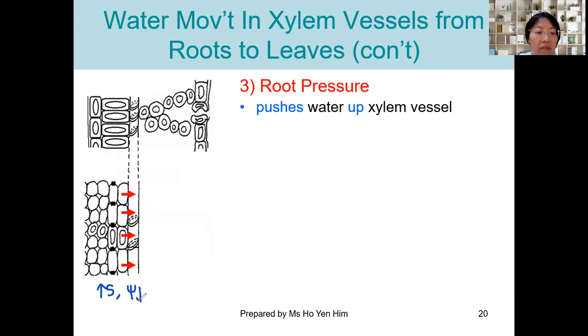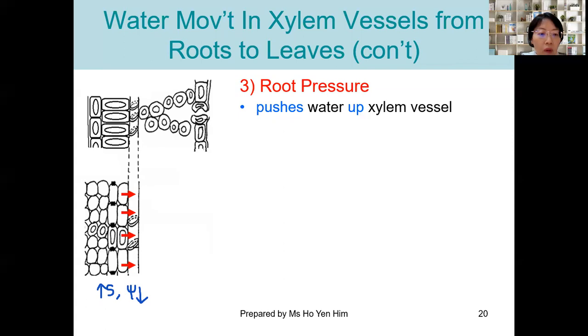Psi will decrease. Right? A solute is a molecule that is soluble in water. So when a solute enters the xylem vessel, it's going to cause water molecules to surround it to form a hydration shell. So therefore, the number of free water molecules becomes less, and the water potential will drop. So whenever you increase solute, the water potential will drop.